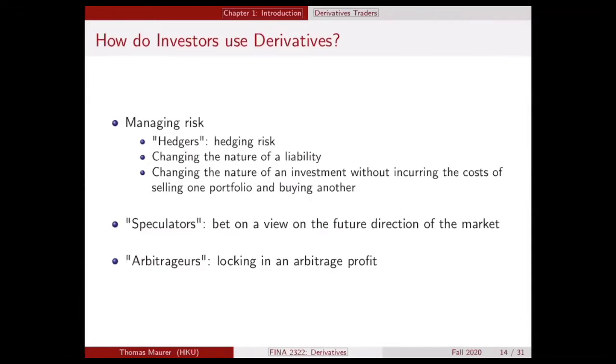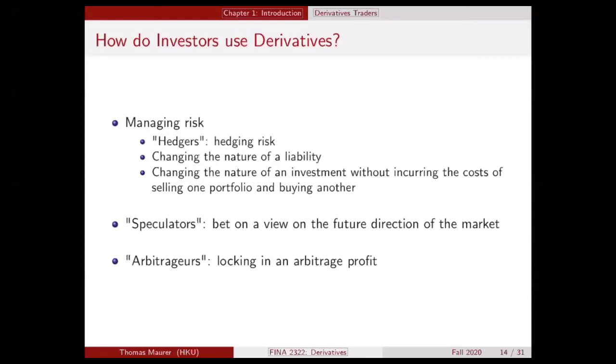Then the second type of traders are speculators. These guys have certain expectations of what's going to happen in the financial market, and that expectation might be quite different from what the overall market thinks. And so they basically take a bet. They really want to gamble. And they use derivatives to get more leverage to be able to take more risky positions.